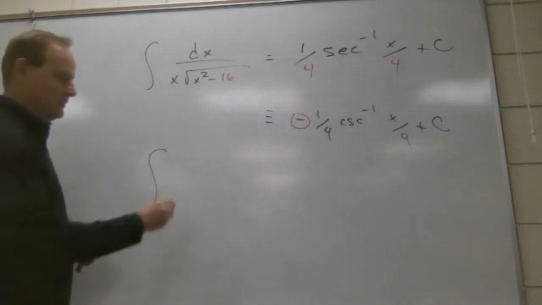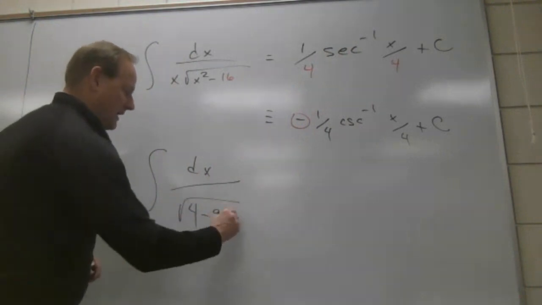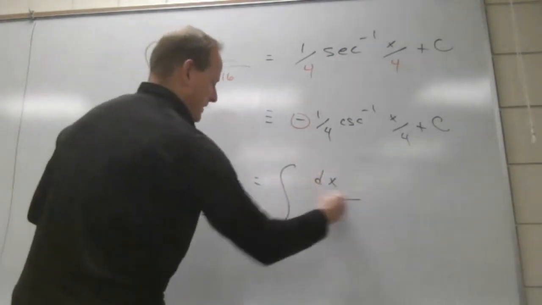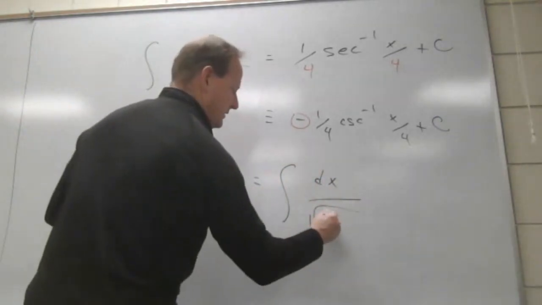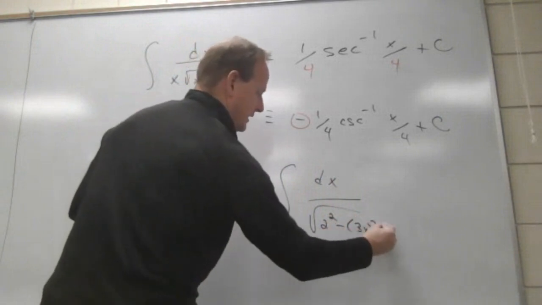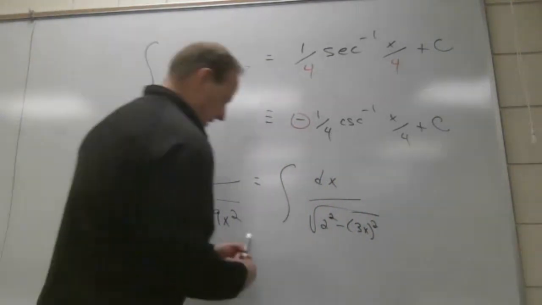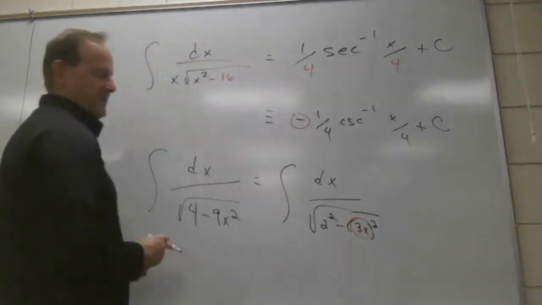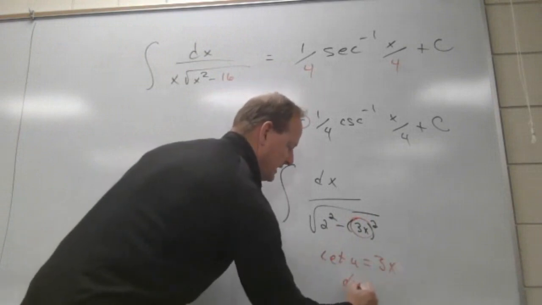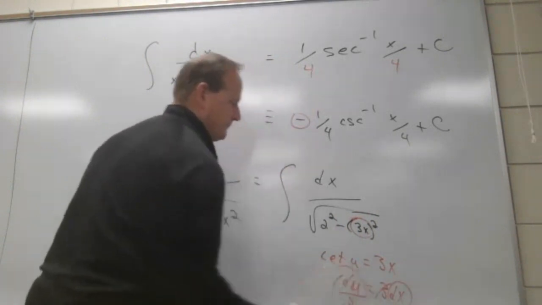Let's do the integral with respect to x of the square root of 4 minus 9x squared. In this case, I want to rewrite it. 4 is 2 squared, that's my a, and 9x squared I can rewrite as 3x quantity squared. So it's pretty close to the arc sine one, but that is a function of x, not just an x. So I have to let u equal 3x and du equals 3 dx, so dx is replaced by du over 3.